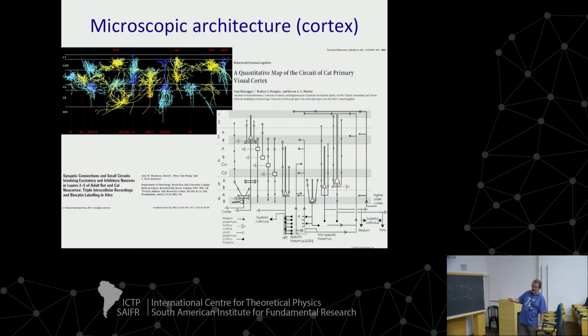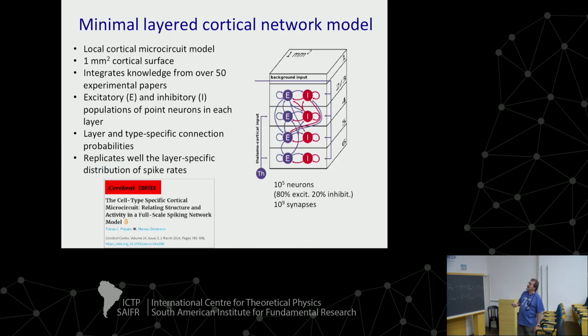So here are some papers. You can go through them. They are based on studies on cat, mouse, rat, and other animals. They use both anatomical and physiological techniques, and they can be condensed in models like this famous one from researchers at the Jülich Research Center in Germany. Markus Diesmann is the leader there. It's a model that combines information from over 50 experimental papers on the local connectivity within a given column from mammals.